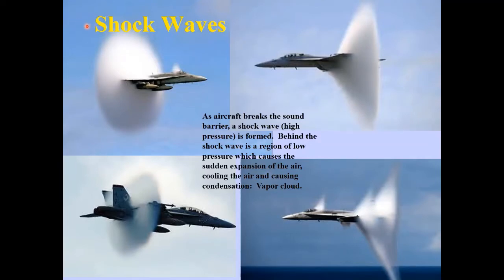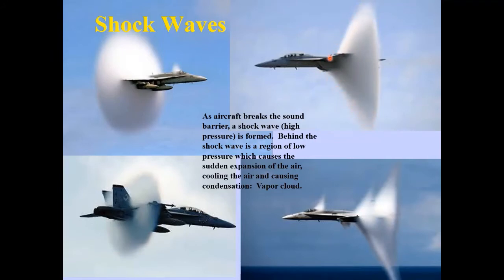Here's a couple more interesting examples of shock waves. As an aircraft breaks through the sound barrier, there's a shock wave, which is high pressure that's formed, but behind the shock wave is a region of low pressure, which causes sudden expansion of the air. And when the air expands, it cools. So this rapid cooling of the air causes condensation of water vapor in the air, and it forms a vapor cloud. So you can see this really interesting vapor cloud, and this is the actual shock wave.